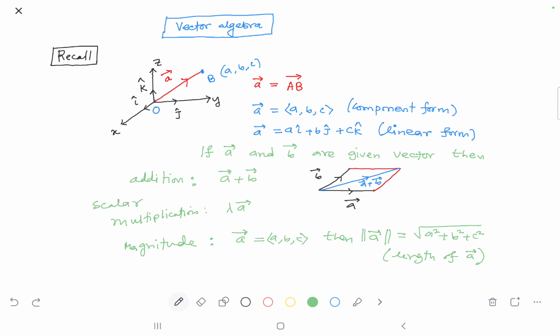Now today we see a new concept called the dot product. Today the goal is basically how to find the angle between two vectors.